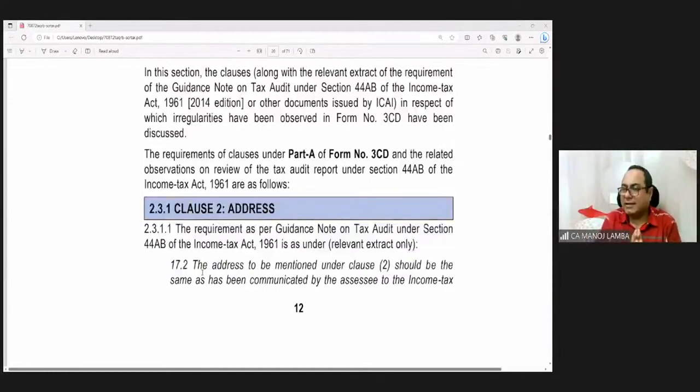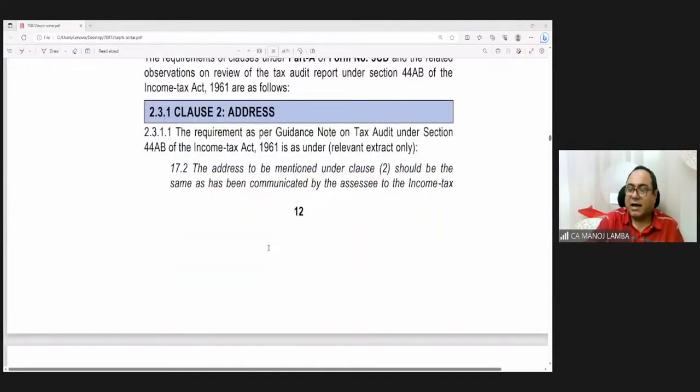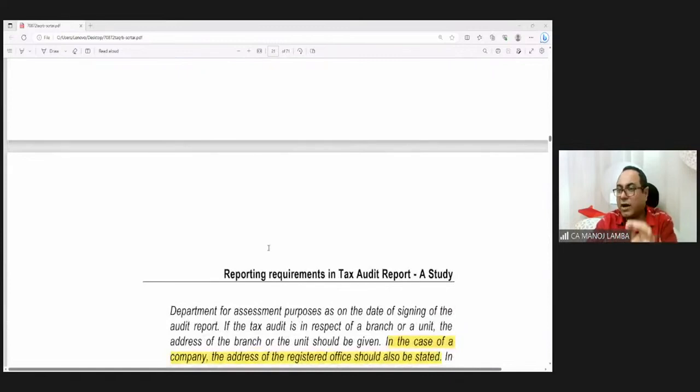The requirement as per the guidance note on tax audit under section 44AB of the Income Tax Act 1961 is as under. The address to be mentioned under clause 2 should be the same as has been communicated by the assessee to the Income Tax Department for assessment purposes as on the date of signing of the audit report. Very important, my dear friend. What guidance has the Institute's guidance note given us? They are saying that the address to be mentioned in clause 2 of form number 3CD should be the address available with the department for assessment purposes as on the date of signing of the audit report.